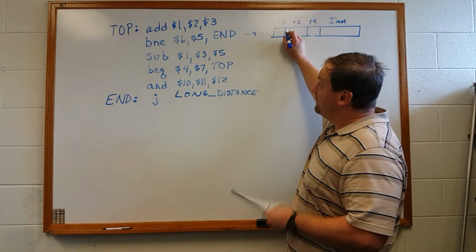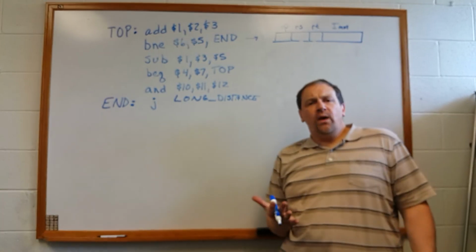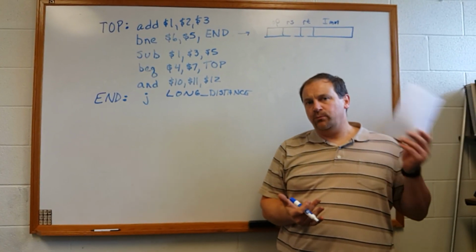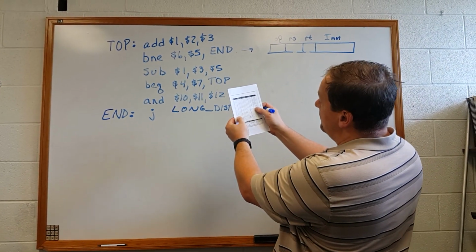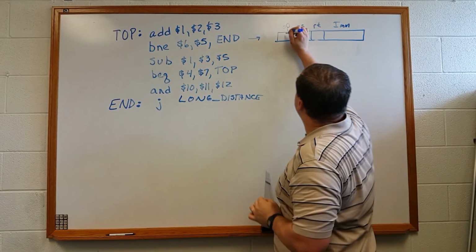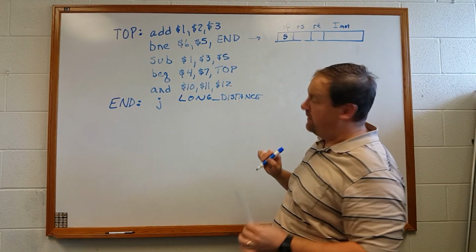So, what is the opcode for branch not equal? There's no way for you to know that unless you look it up. You need a reference. So, branch not equal, that says it's a 5. I'm going to have a 5 there.